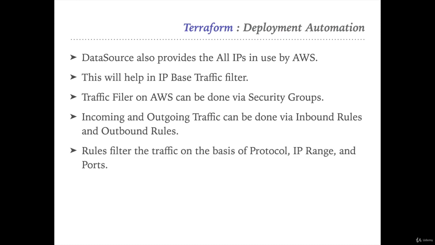Rules filter the traffic on the basis of the protocol, IP range, and the ports. So whenever we define the IP based traffic filter in the inbound or outbound rule, these rules work on the protocol, meaning what protocol is allowed, then the IP range, which you need to define with the CIDR block, right? And then the port, meaning on which port the traffic is accessible. So this is the basic definition of the data source. In coming labs, we will see how we can use the data source in Terraform.